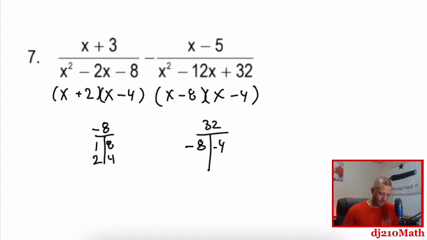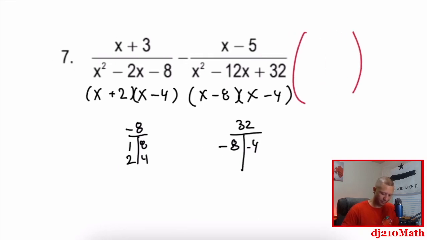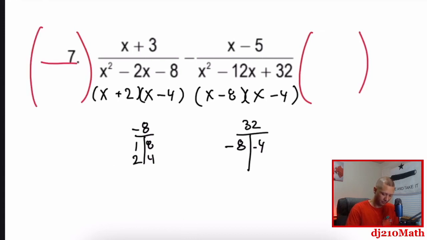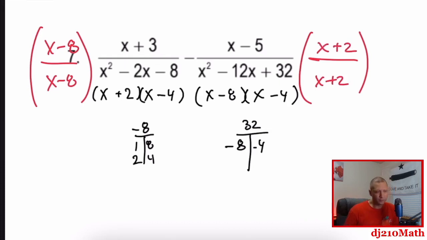Okay, let's see. Multiplying both sides. So what does the right term have that the left term does not? An x minus 8. Top and bottom. And looking the other direction, the left side has x plus 2, and the right term does not. So hopefully you can see that.